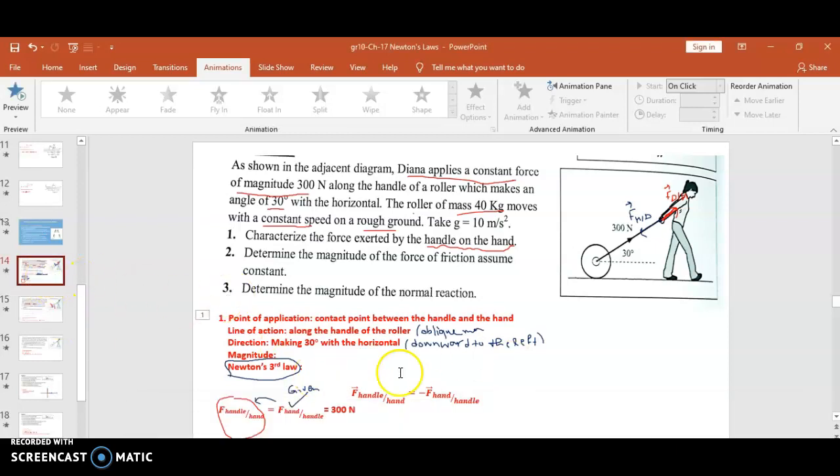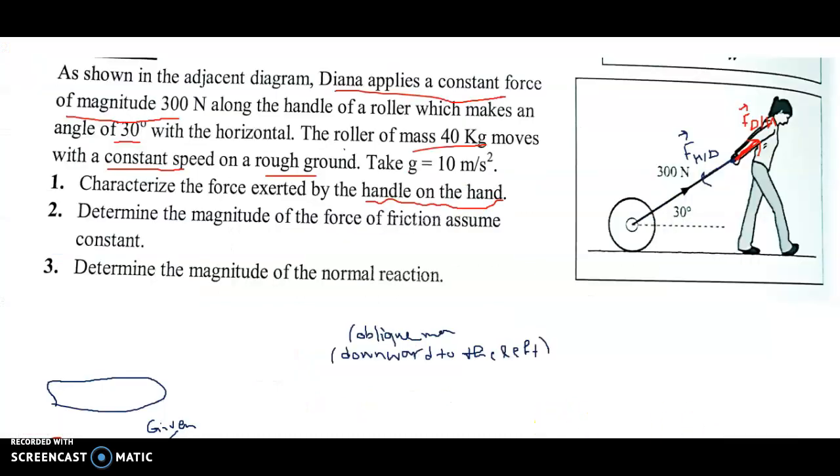As shown in the adjacent diagram, Diana applies a constant force of magnitude 300 Newton along the handle of a roller, which makes an angle of 30 degrees with the horizontal. The roller of mass 40 kilograms moves with a constant speed on a rough ground. Take g equals 10 meters per second squared.